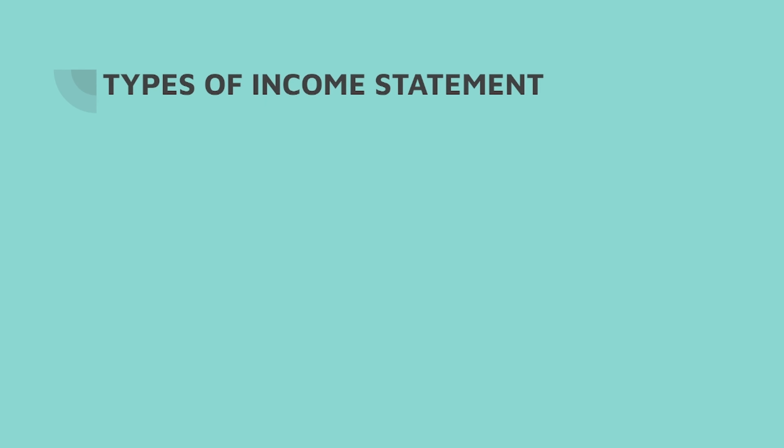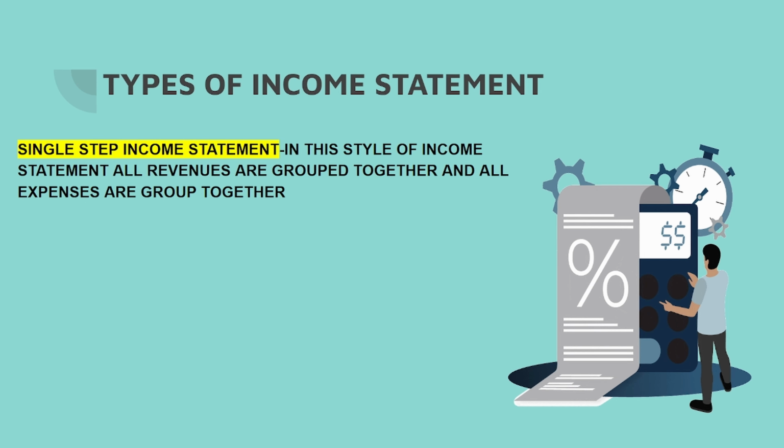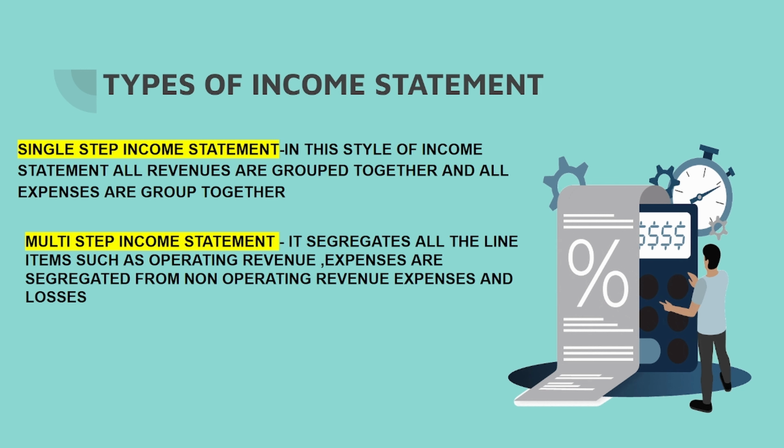Now we will understand the types of income statement. Income statements are majorly of two types. The first is the single step income statement and the second is the multi-step income statement. In a single step income statement, all the revenues are grouped together and all expenses are grouped together. You can say that a single step income statement is represented in a very simplified manner. But big companies and most companies prefer the multi-step income statement.